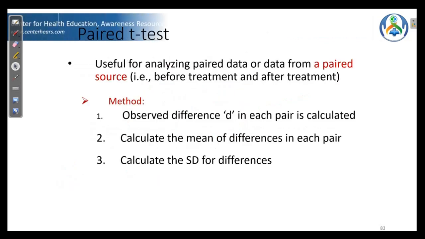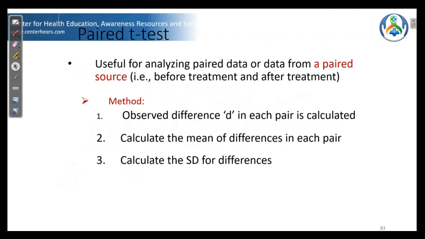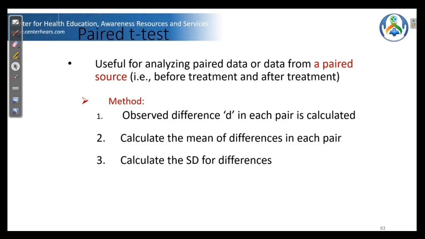Now this is for the paired t-test, right? For the unpaired t-test, df will be different. The paired t-test is useful for analyzing paired data, like before treatment and after treatment. The patient is the same, so the data is paired with that patient. That is an example of a paired data set.